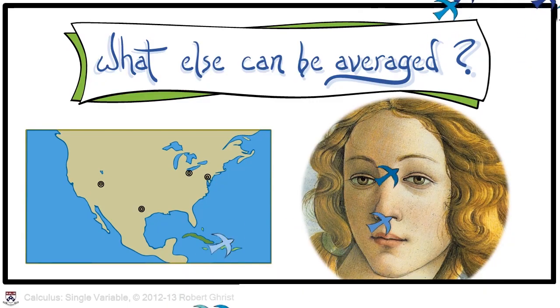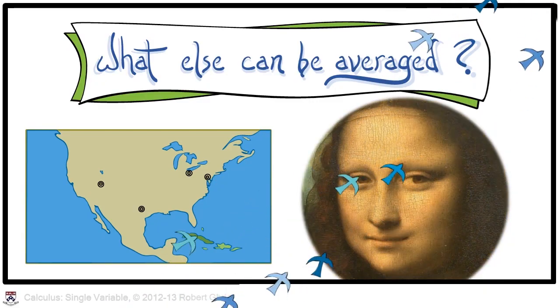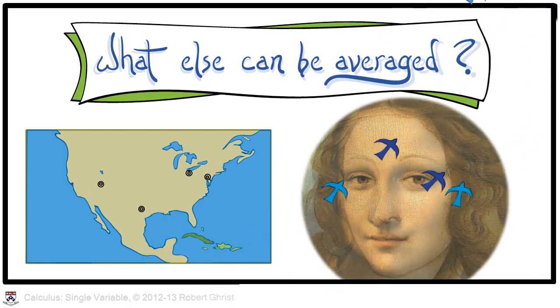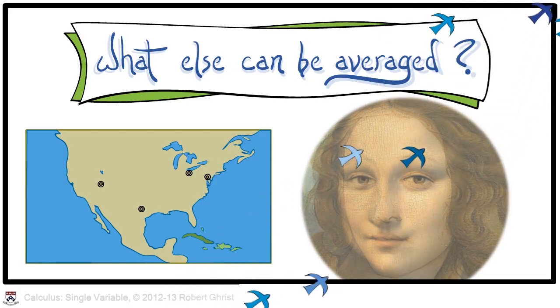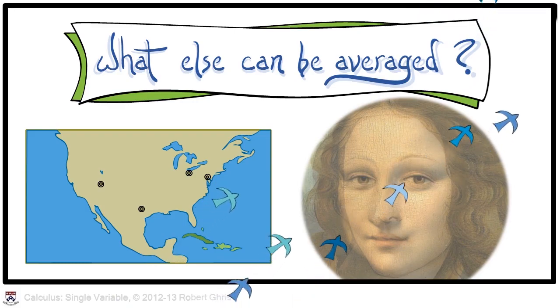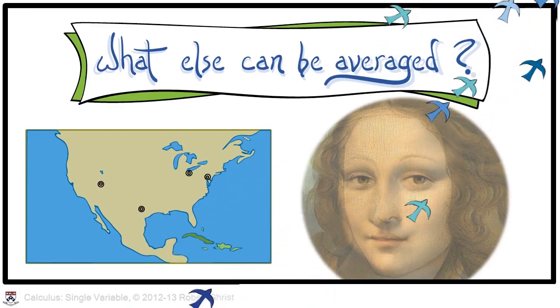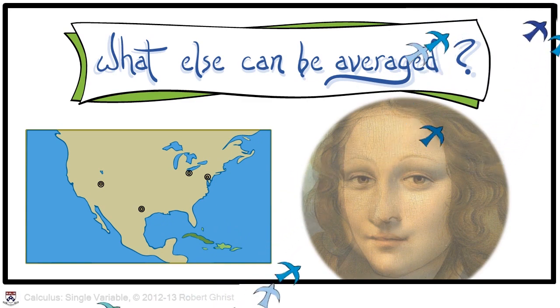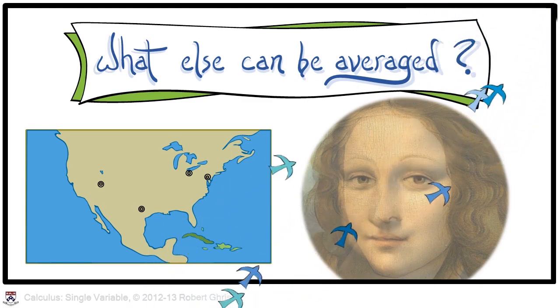What other kinds of things can be averaged? Can we average things like faces? Can we take a collection of human faces and compute an average? In what way would that be like an integral? These are all excellent questions that, with enough mathematics, you can answer.